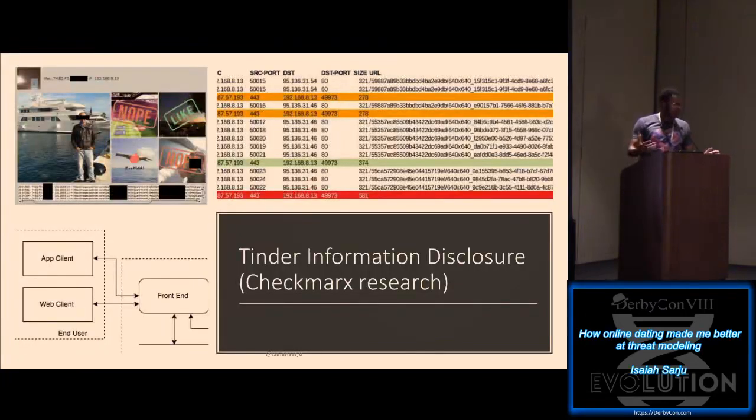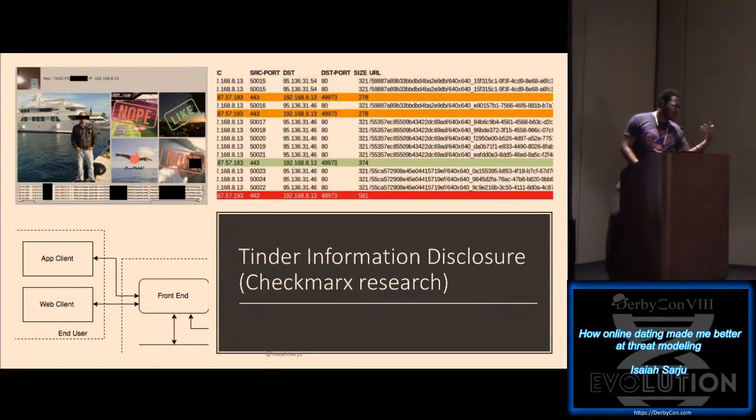So looking specifically at that information disclosure, there was research from Checkmarx earlier this year where they were able to see the photos because they were not sent over HTTPS. And some of you might be familiar with the other tool. This is called Tinder Drift.